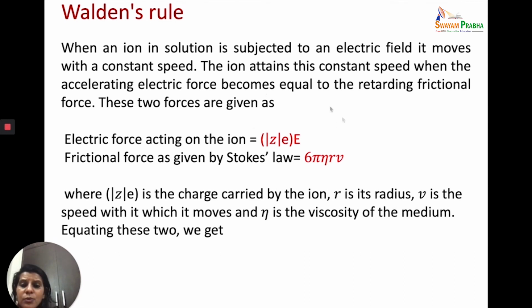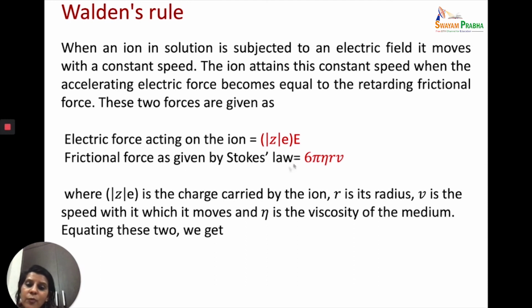Now what are the two forces, and what are their values? The force is the electric force acting on the ion, and its value is given by Ze into capital E. Ze is the charge carried by the ion, and capital E is the electric field applied across the solution. What is the frictional force?